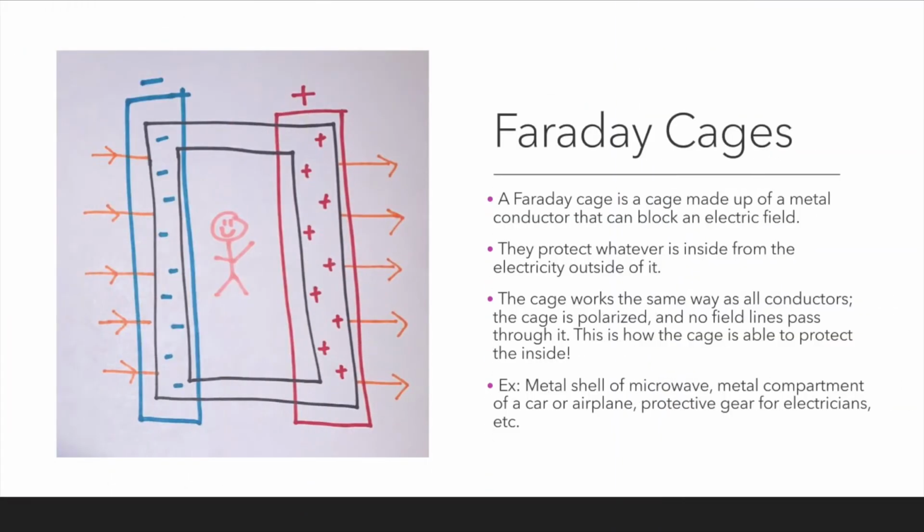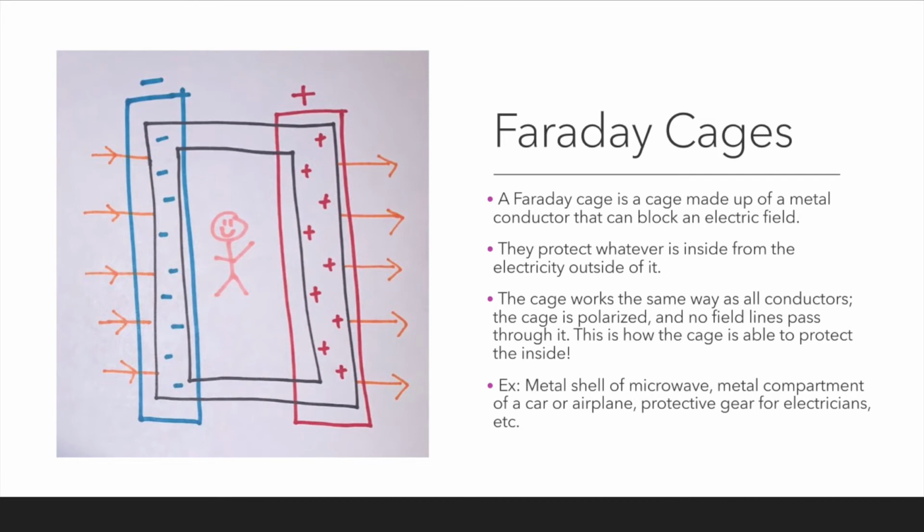The next thing we are going to talk about is a Faraday cage. A Faraday cage is a cage made up of a metal conductor that can block an electric field. They protect whatever is inside of them from the electricity on the outside. The cage works the same way as all conductors. The cage is polarized and no field lines pass through it. This is how the cage is able to protect the inside.